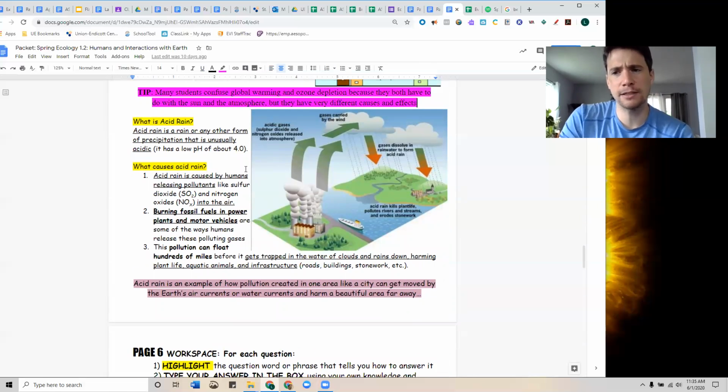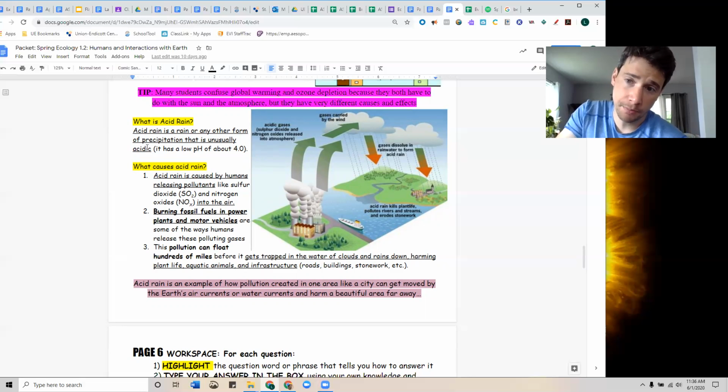What's acid rain? That sounds crazy. Acid rain is rain or any other form of precipitation, so you can have acid snow, that has a low pH of about 4.0. If something is an acid, its pH, which is a measurement of how acidic something is, is low. I know we didn't talk a lot about pH in applied this year, but you're going to have to understand it, certainly for next year. And if something is an acid, then its pH is low.